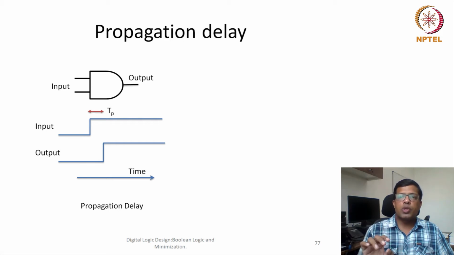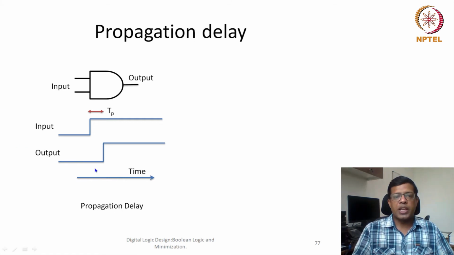Whenever you want to discharge a capacitor from 1 to 0, it is discharged slowly. How much time it takes depends on the resistance and the capacitance, that RC constant. So that's the actual reason for this propagation delay. It's also called inertial delay.